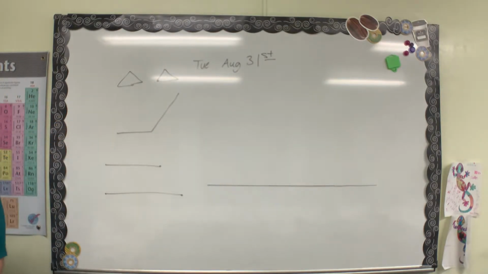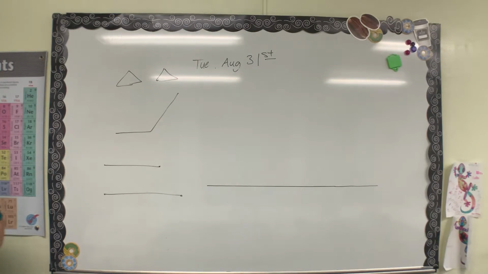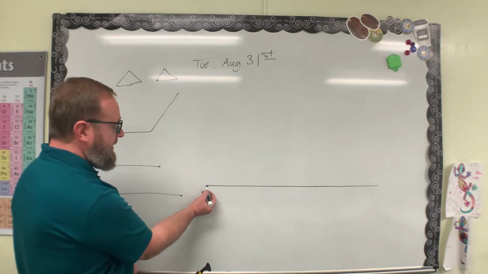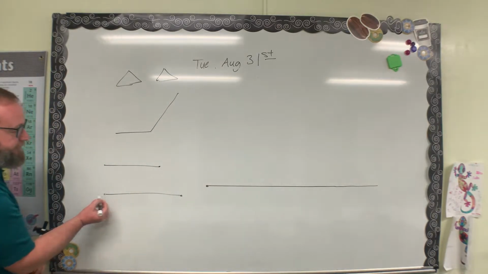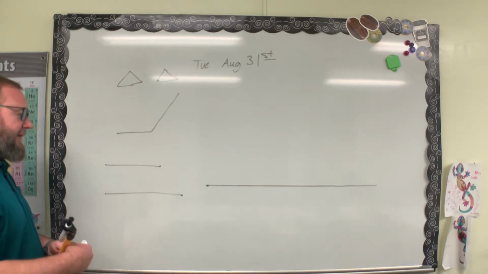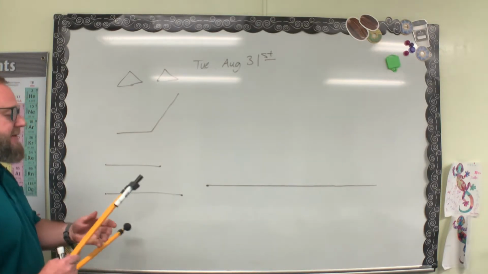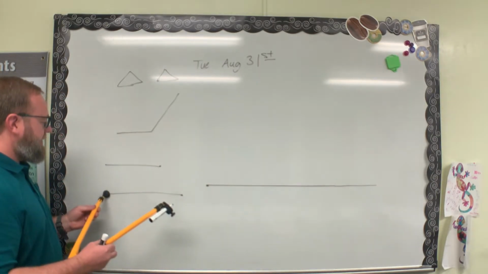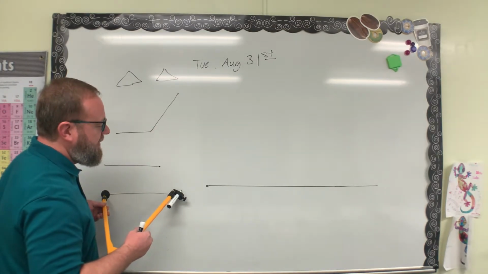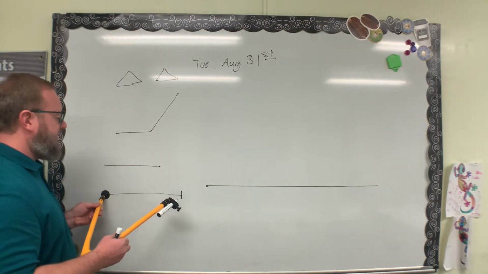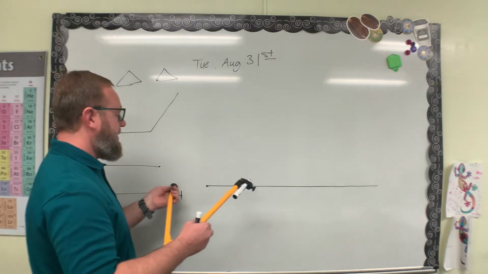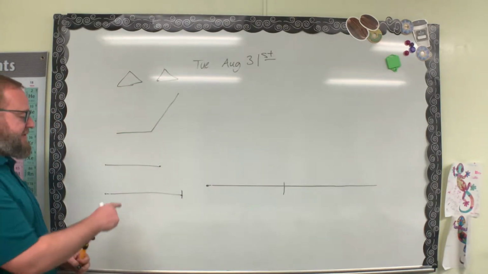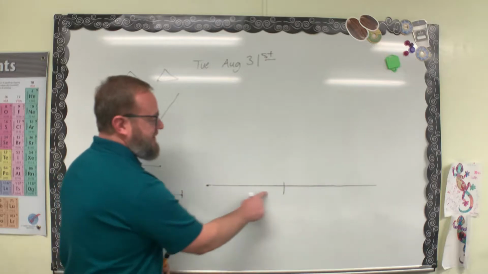Why? Here's why. I'm going to make this a point, and that point is going to be a corresponding point to that point. That's your first step. I take my compass, put it on my corresponding point here, and then measure this. So now I've got that measurement, so I lift it, put it over here, and mark it. Now I have this as congruent to that.